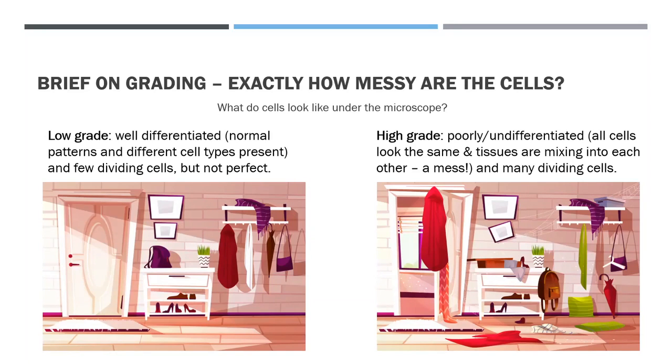High-grade cancer, on the other hand, means that the cells are poorly differentiated or undifferentiated. They all look the same and the tissues are mixing into each other. It looks like a mess. The other feature is that there are many dividing cells.